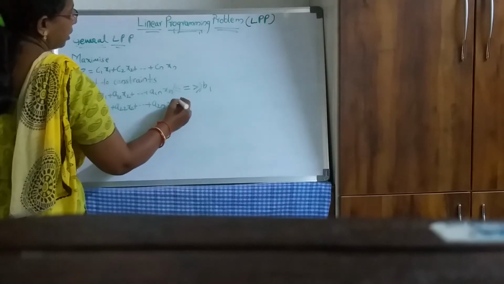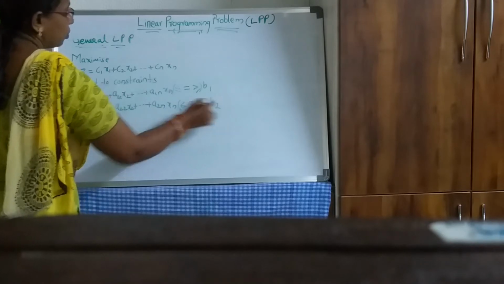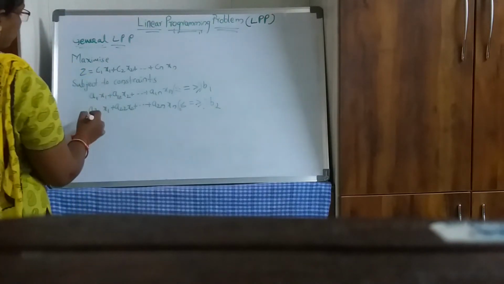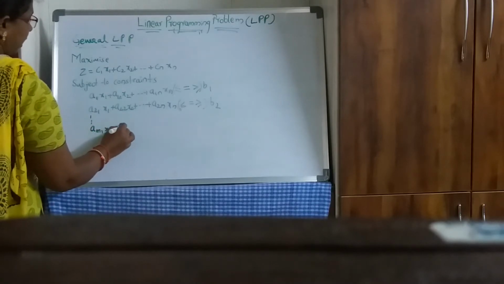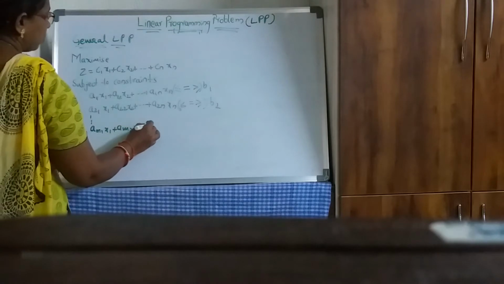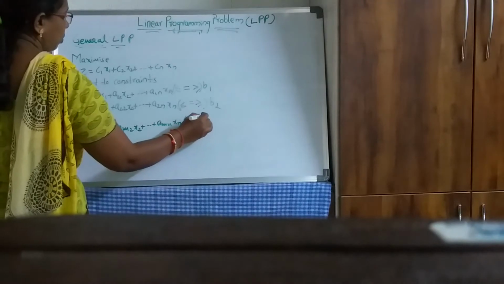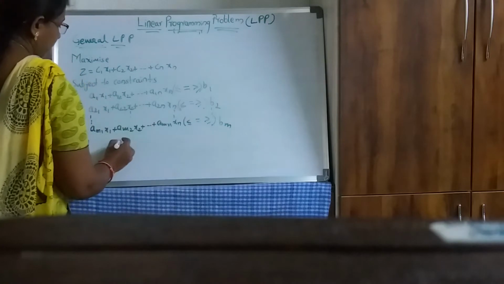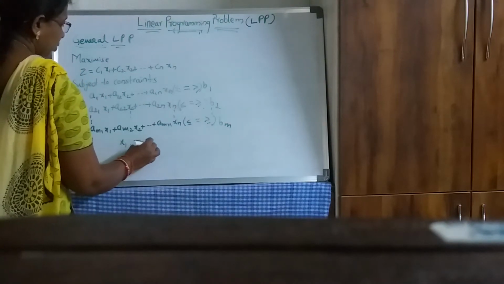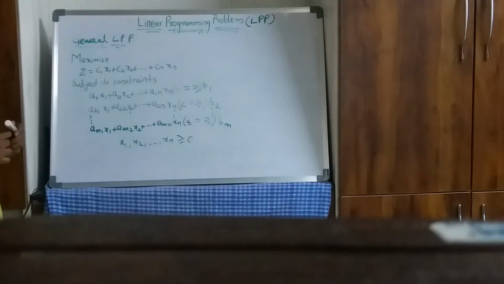It can be anything. It may be less than or equal to, greater than or equal to b2. Then you will have am1 x1 plus am2 x2 plus so on plus amn xn less than or equal to or greater than or equal to bm. And x1, x2, so on up to xn are greater than or equal to 0. So this is the structure of a typical linear programming problem.